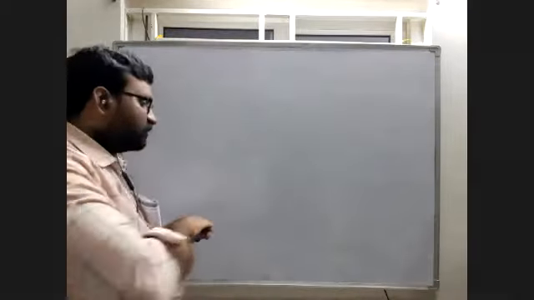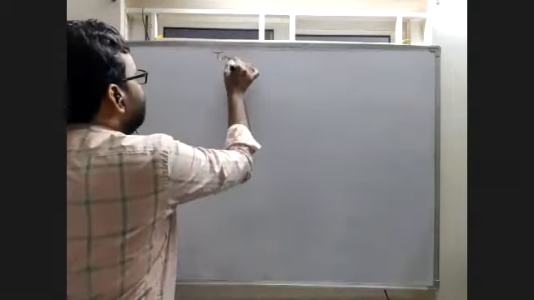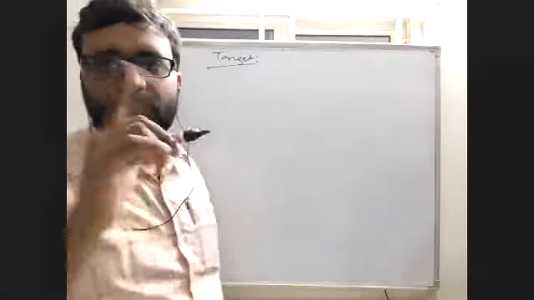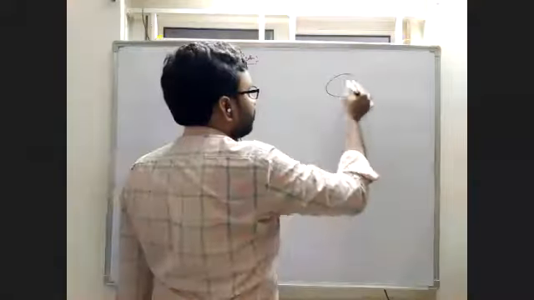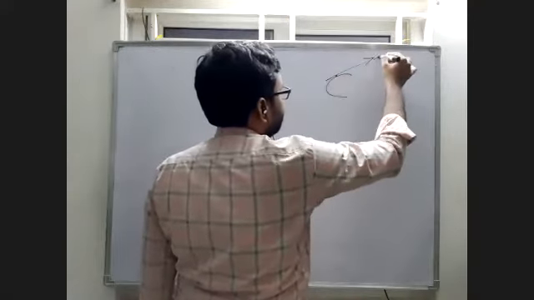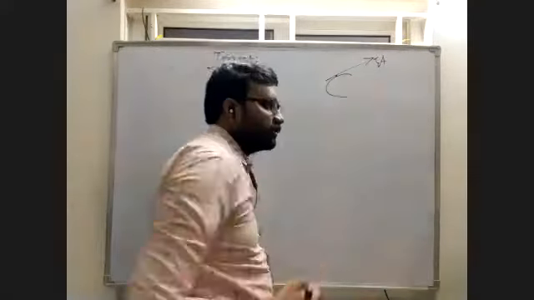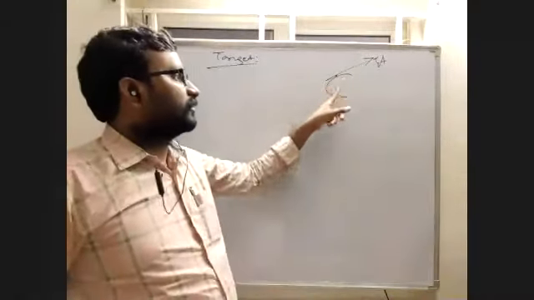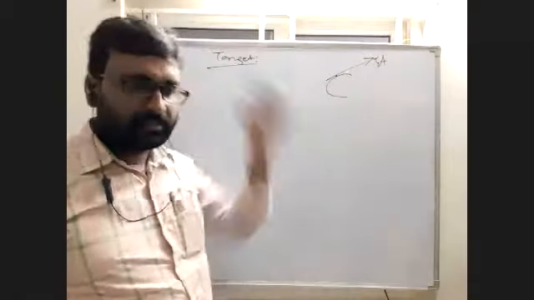Next, continuation: tangent. You know, tangent means if a line touches the curve at one point, it is called a tangent. If it intersects, it is a secant. So if a line touches the curve at one point, that is called a tangent.